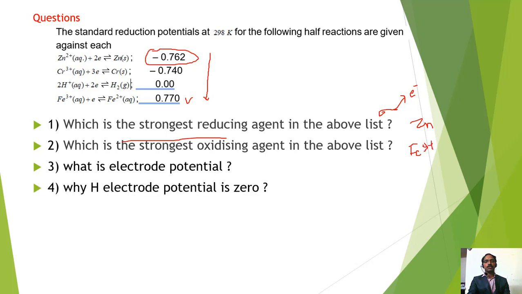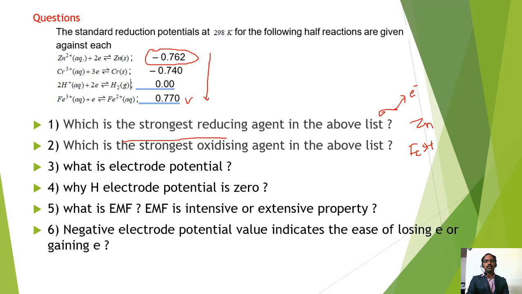What is electrode potential, and why is the hydrogen electrode potential 0? Because that is taken as the reference electrode. And electrode potential is the potential difference between a solution and an electrode. Is EMF intensive or extensive? It is an intensive property. Does a negative electrode potential value indicate losing electrons or gaining electrons? See, a negative electrode potential value generally indicates losing tendency.